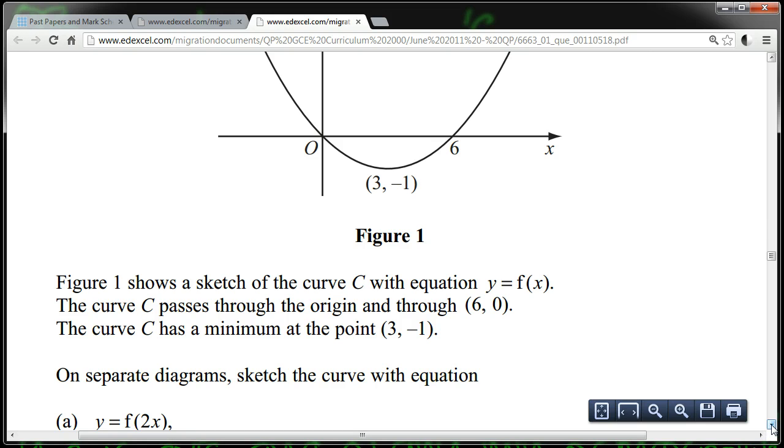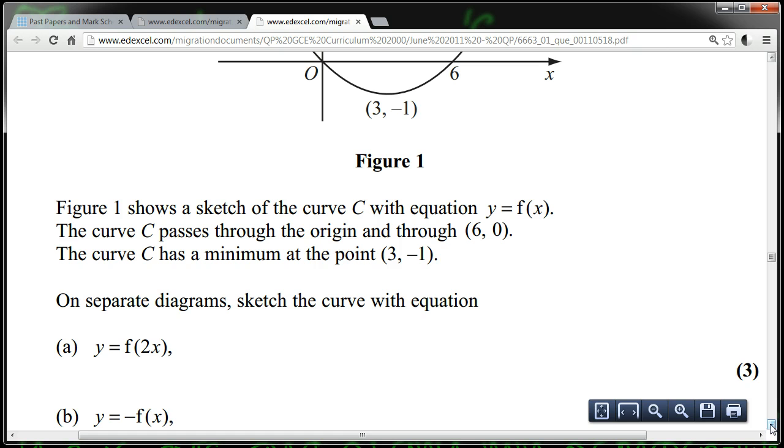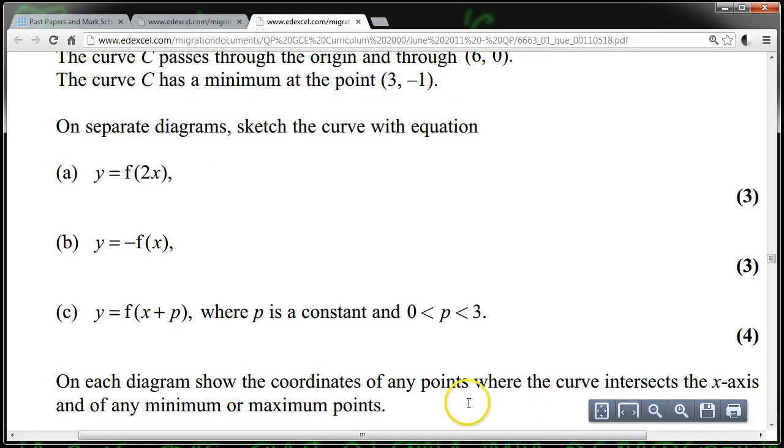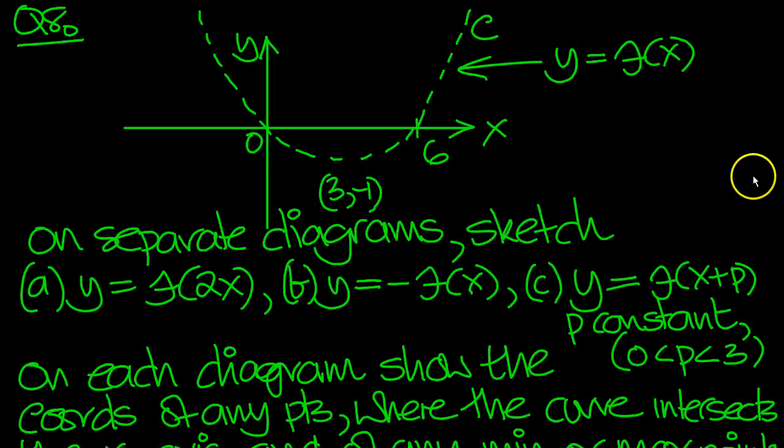On separate diagrams, sketch the curve with equation y equals f of 2x, y equals minus f of x, and y equals f of x plus p, where p is a constant and 0 is less than p is less than 3. On each diagram, show the coordinates of any points where the curve intersects the x-axis and of any minimum or maximum points. So I've summarized the question here.